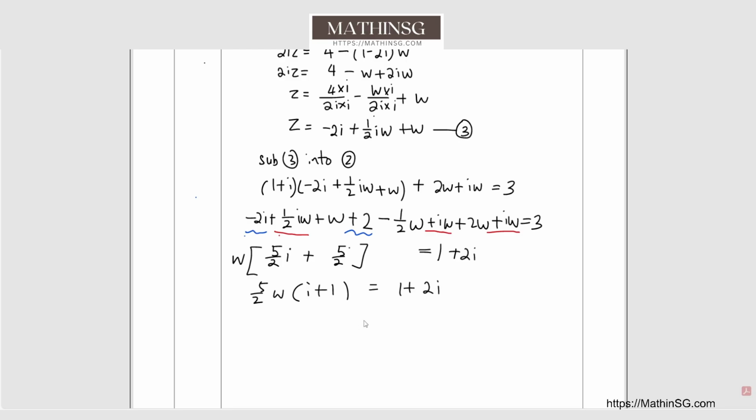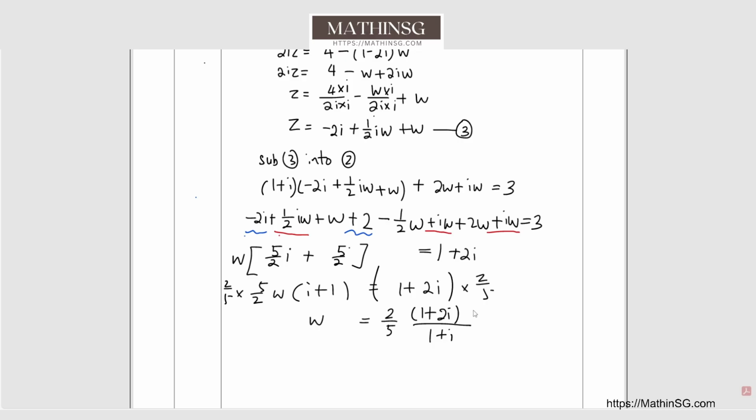So in other words, I can multiply both sides by 2/5. So this one will cancel off, right? So I have 2/5 plus 4/5 i. Actually, I shouldn't do it this way yet. I'll just keep the 2/5 outside, plus 2i. Then my w, I need to divide it over, right? This 1 plus i. So this is my w: 2/5, 1 plus 2i over 1 plus i.